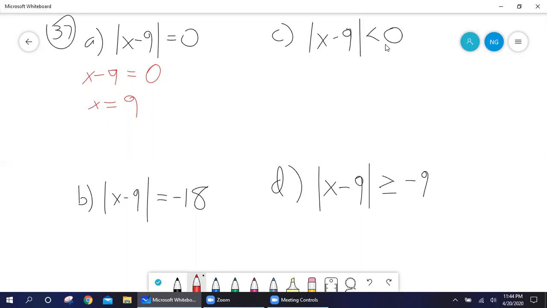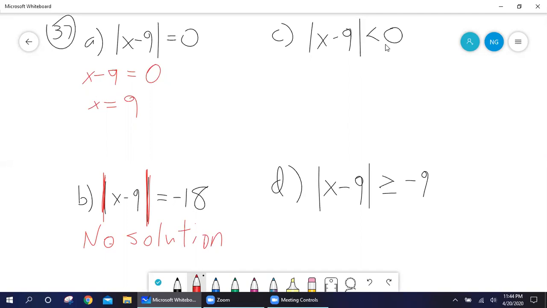Letter B, this is saying that the absolute value of something is equal to a negative. Well, absolute value is distance from 0. It cannot be negative. So this is automatically a no solution. So I don't have to try to solve anything.